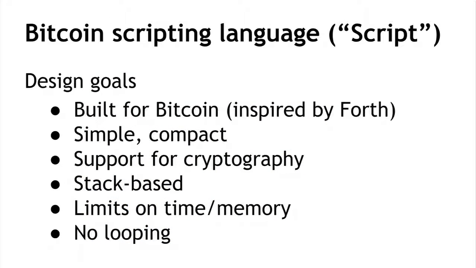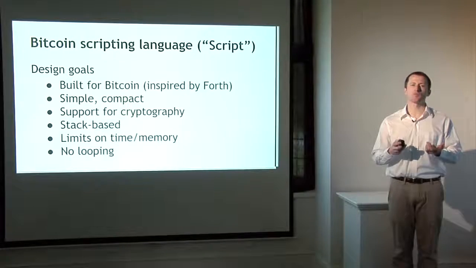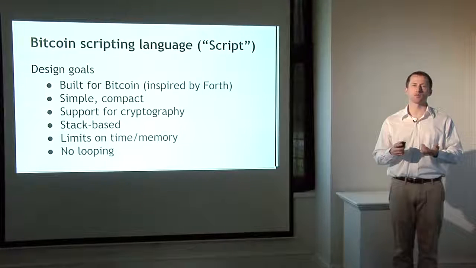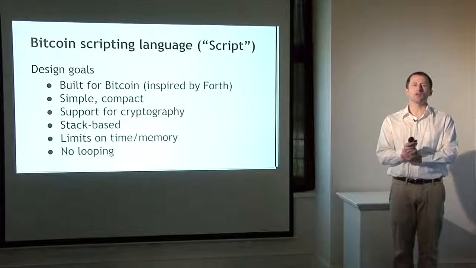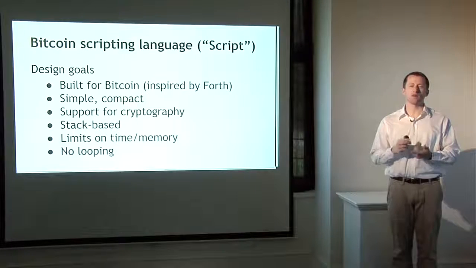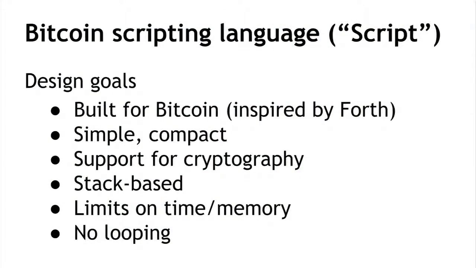So where did this scripting language come from? It doesn't really have a proper name. It's just called script, or the Bitcoin scripting language, and it was built specifically for Bitcoin. It was probably most inspired by a language called Forth, which is an old stack-based simple programming language. But you don't need to understand Forth to understand Bitcoin scripting. The key design properties here were to have something that was quite simple, quite compact, but yet had support for pretty sophisticated cryptography. So there are special purpose instructions to compute hash functions and to compute signatures and verify signatures.